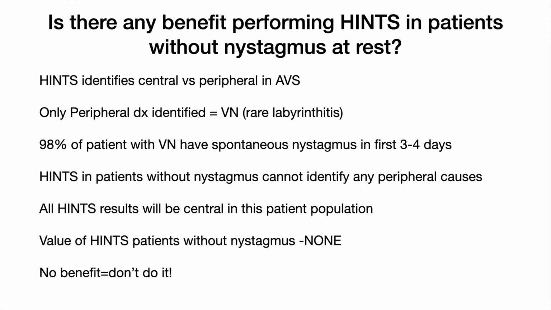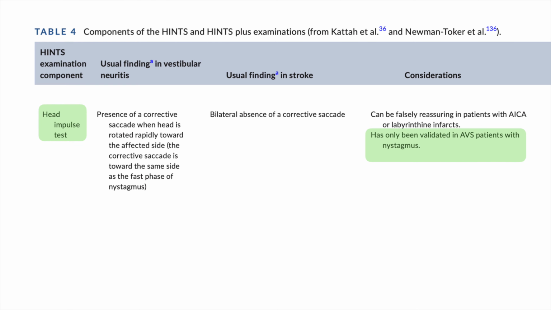A test on a patient population that can only lead to one result, in this case a HINTS central result, has no value. So there's no benefit to performing HINTS on patients who don't have nystagmus at rest. And if there's no benefit to a test in a particular patient population, I can't see why you'd even contemplate it. Now, have others suggested that doing HINTS in patients without nystagmus may not be a good idea? Again, Edlow, this time in the GRACE-3 paper, correctly states in Table 4 that the head impulse test has only been validated in patients with nystagmus. And we've already explained how the head impulse test is the most important part of the HINTS exam.